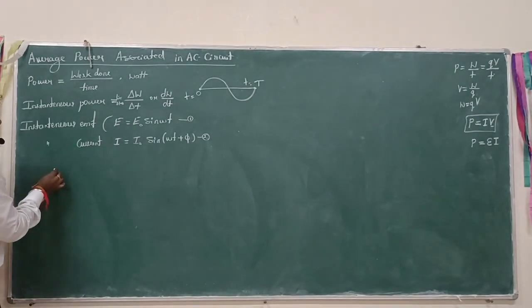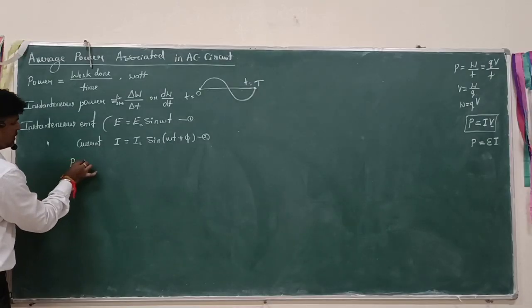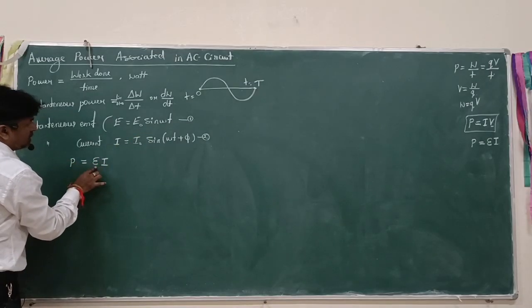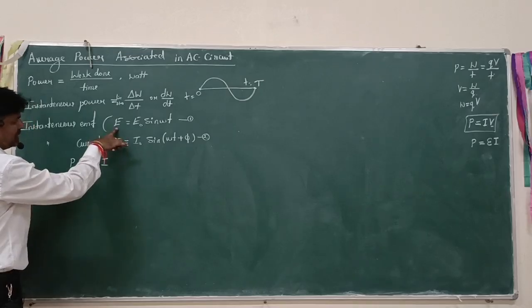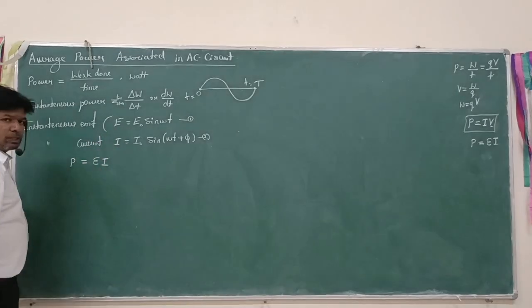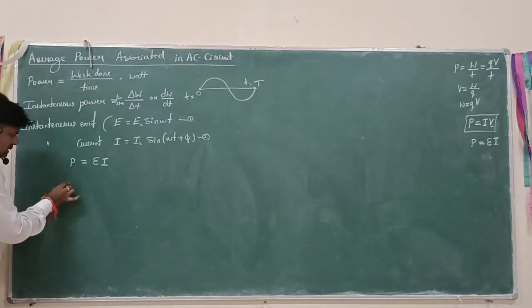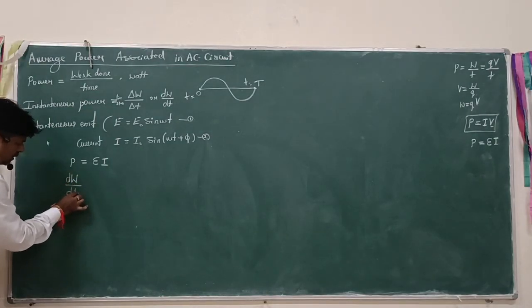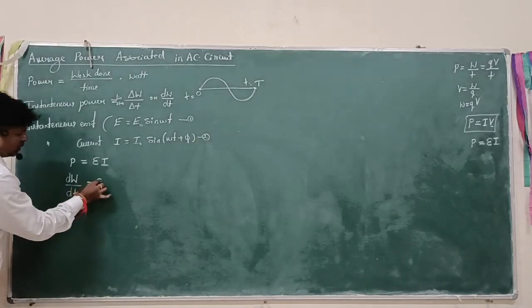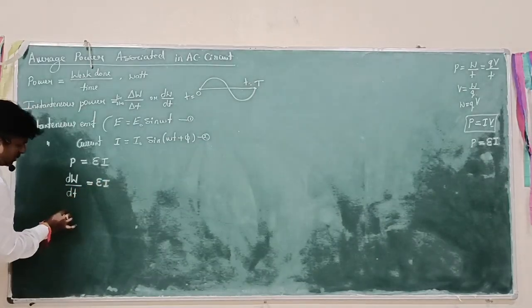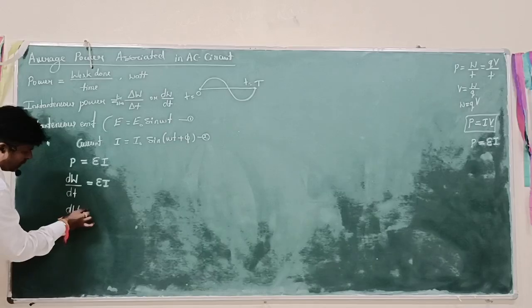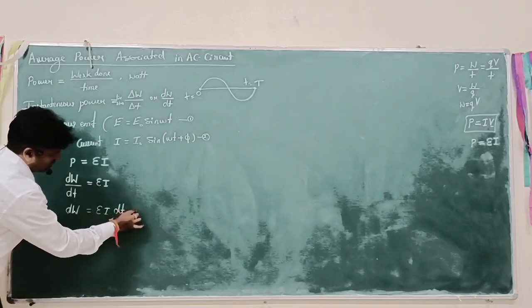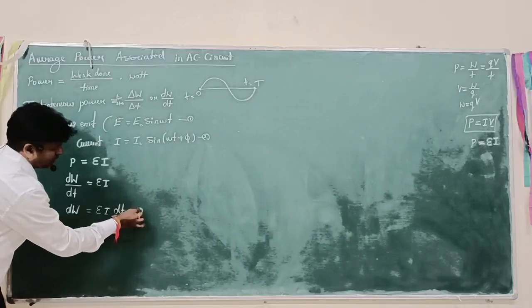Therefore, we have the expression of the power. Power is equal to E into I. E stands for the instantaneous EMF, and I stands for the instantaneous current. The power is nothing but the rate of doing work, dW upon dt is equal to E into I. So dW is equal to EI into dt. This is equation number 3.